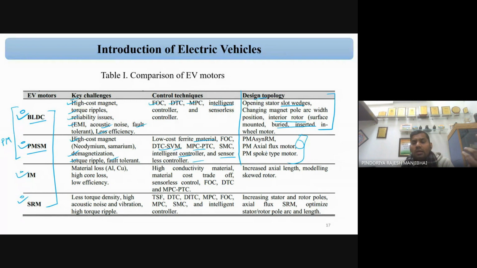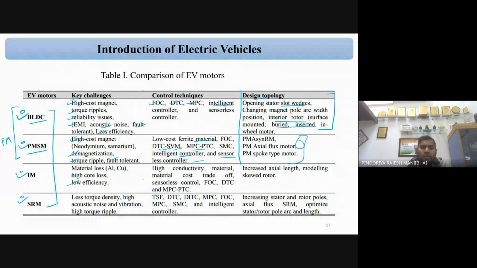Okay, and again, this is your mechanical part. So there is a design of the various motors. What about induction motor? It is an old motor in the market. There is material loss, because there are copper losses and aluminum losses, higher core losses, and low efficiency. Yes, induction motor is a very rugged application. We can use it as very rugged, but it has low efficiency because losses are very high.